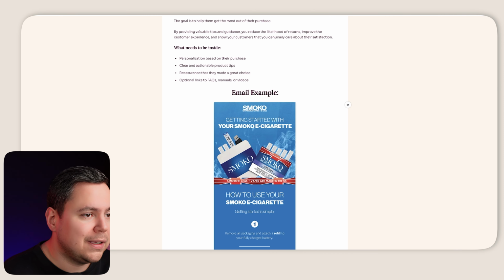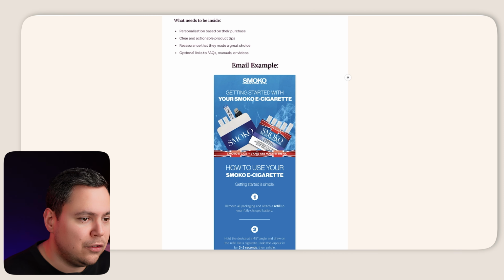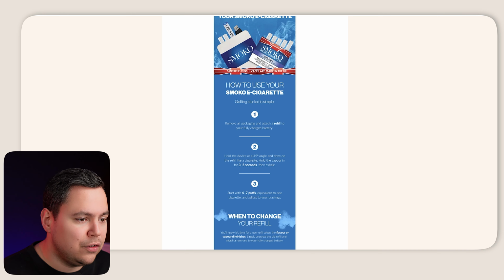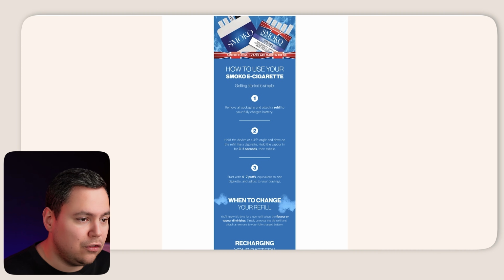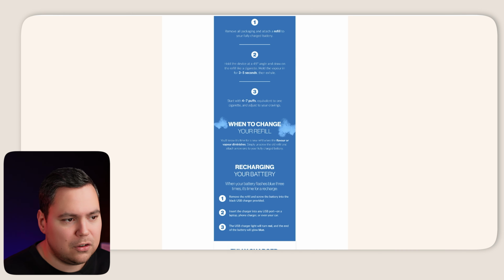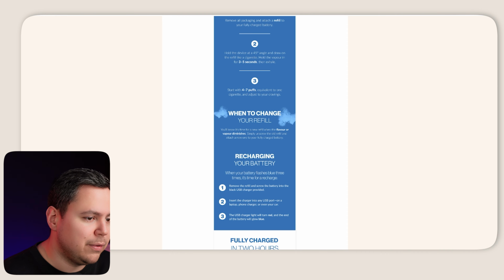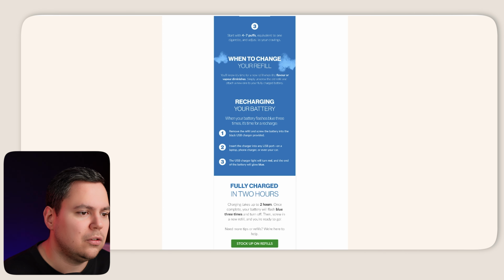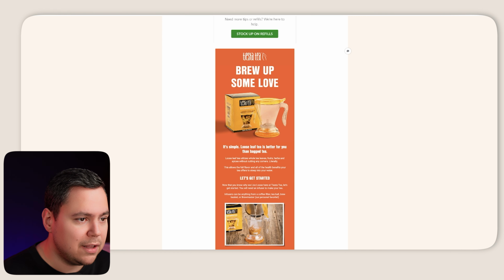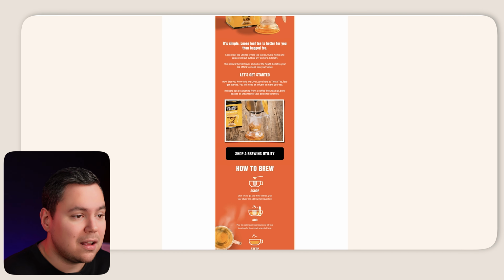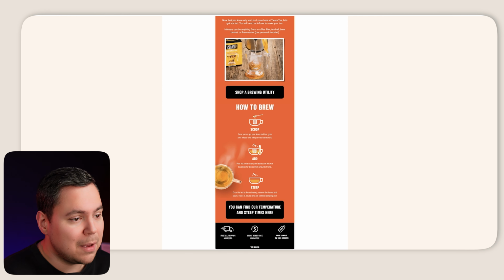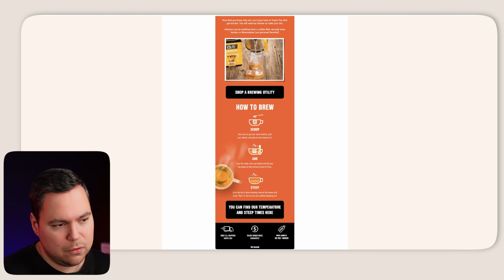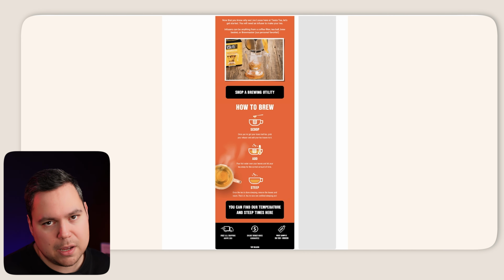So an example, getting started with your smoker e-cigarette. So how to use your e-cigarette in 3 simple steps, when to change your refill, and information about recharging your battery. So for this brand, this is like super valuable information to share with new customers. Another example for this tea brand, Siesta Tea, we show them exactly how to brew, and we link them to a blog where they can find more information about temperatures and steep times and stuff like that.